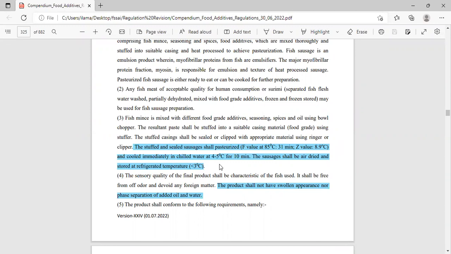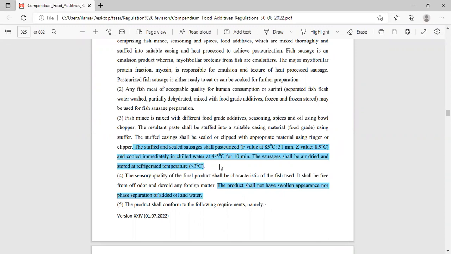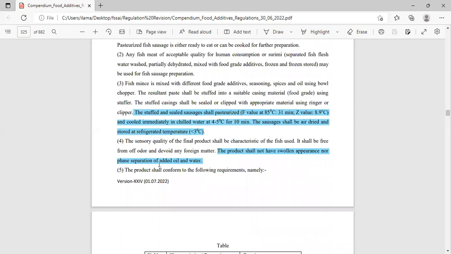And this pasteurized fish sausage should not have the swollen appearance, nor phase separation of added oil and water.